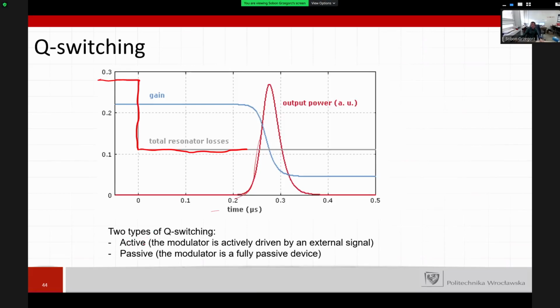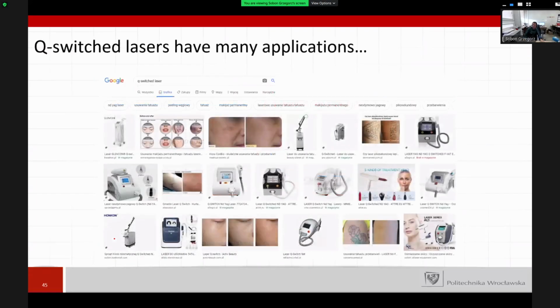And there exist also two types of Q switching. One is active, where the modulator is driven by a signal, or we can also have passive Q switching, where the modulator is a passive device. But in most cases, we use active Q switching because it's a more controllable process. And if you Google the words Q switch laser, then in most cases you will see images like that.